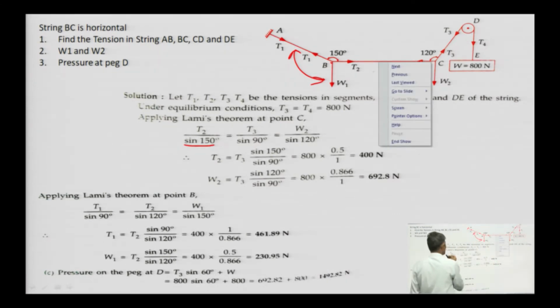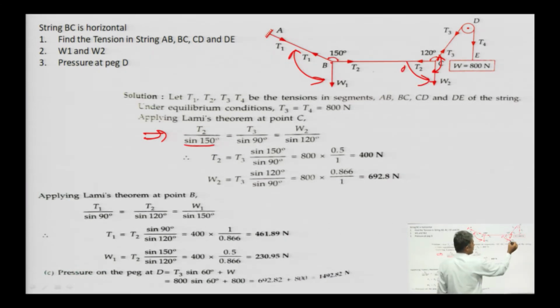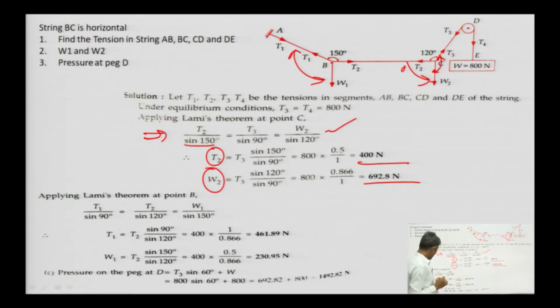At point C here, T2 divided by sin of this angle. How much will this angle be? It is 120, this is 90, and this will be 360 minus 90 minus 120. T3 divided by sin of this angle, 90, and W2 divided by sin of this angle, 120. With the help of this equation, T2 and W2 have been calculated as 400 and 692.8.